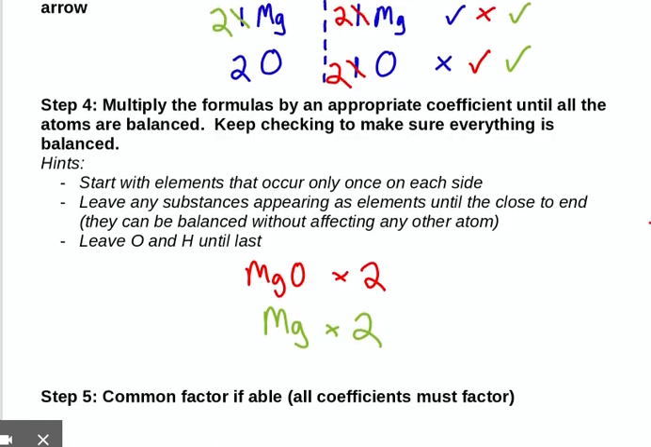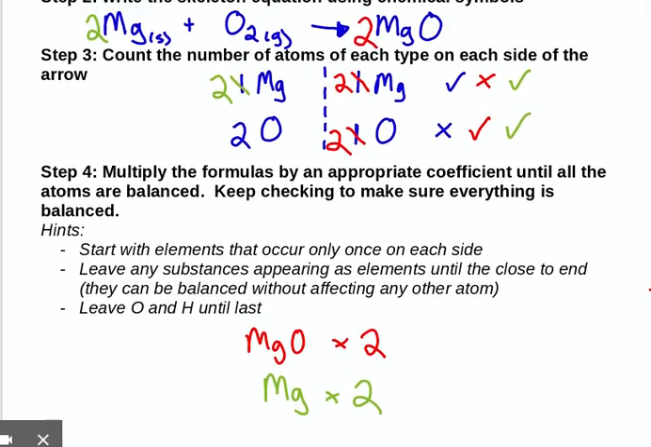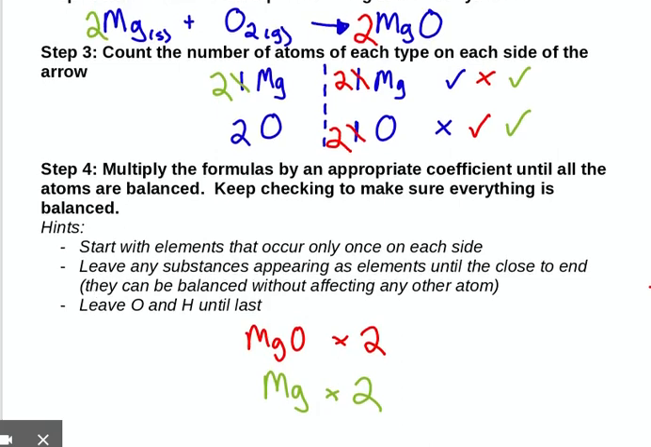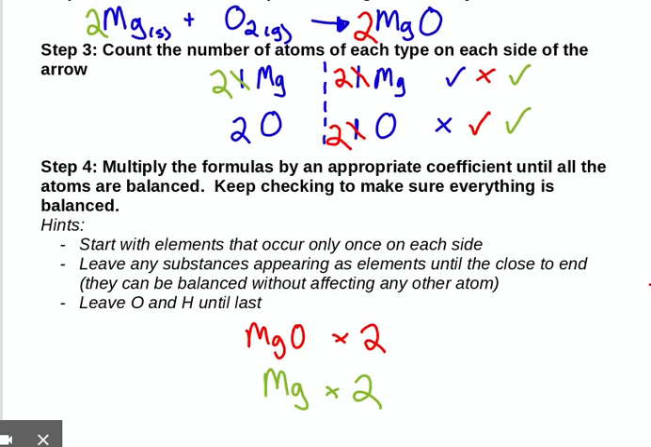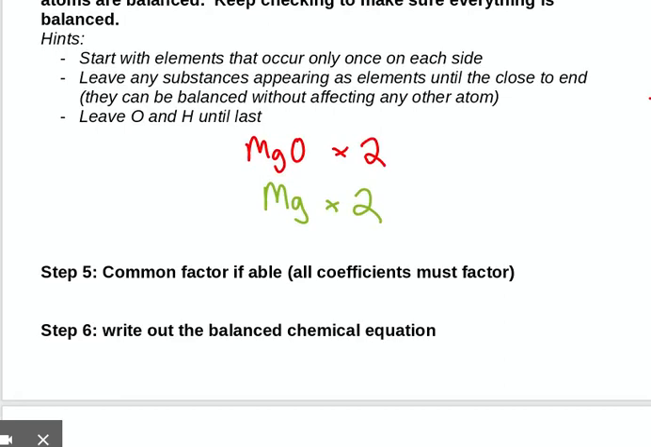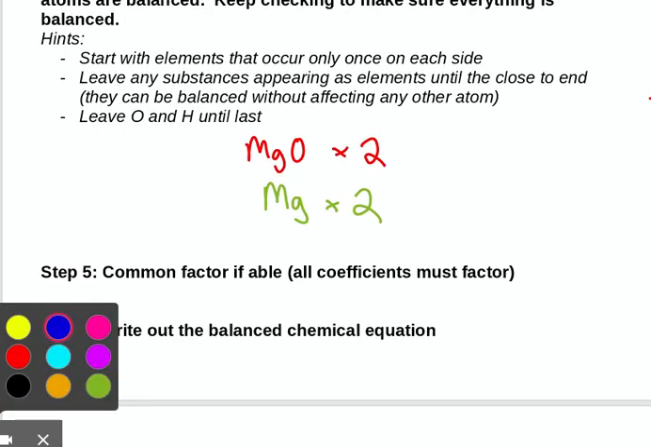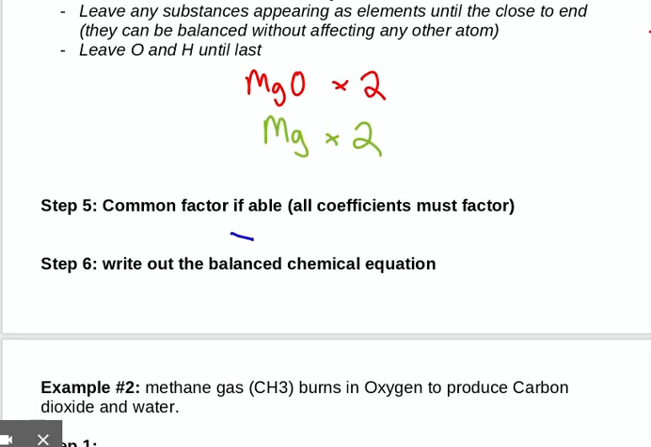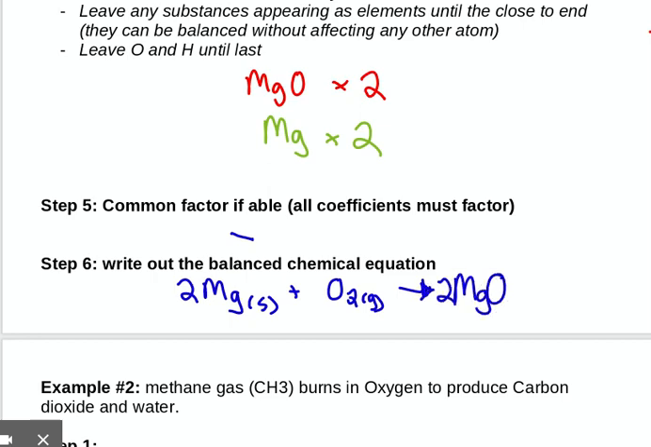Then our last step is common factor if you are able. So this means that you have coefficients that can be reduced and put into lowest terms. Now, our oxygen gas has a coefficient of 1. So the whole thing is already in lowest terms. You can only common factor if you can reduce every single coefficient. So for this example, we do not need to do common factor, and our balanced chemical equation looks like 2 Mg solid plus O2 gas makes 2 MgO.